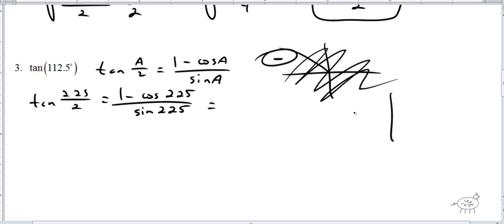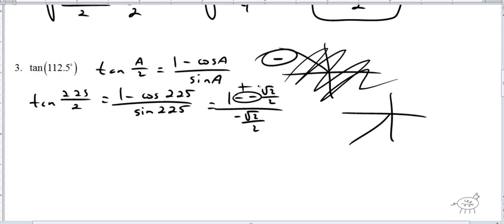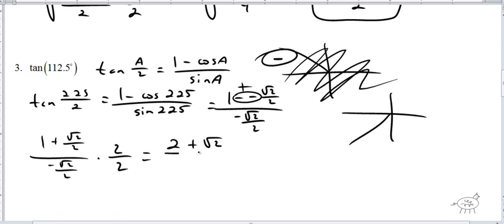So 225 is here, and sine and cosine are negative. So it's 1 minus a negative root 2 over 2 over negative root 2 over 2. Lots of negatives. So that makes it a positive. So we have 1 plus root 2 over 2 divided by negative root 2 over 2. Let's get rid of those complex fractions. So multiply the top and bottom by 2 over 2. That gives us 2 plus root 2 over negative root 2.